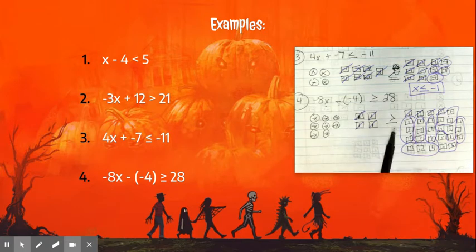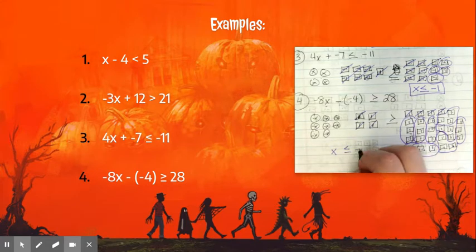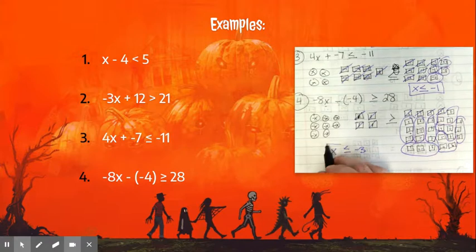That negative changes this to a negative, so it's going to be x is less than or equal to negative 3. Because if that's negative, that means that sign flips. Okay.